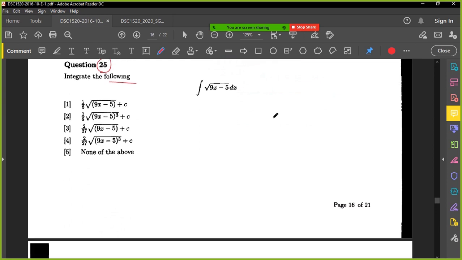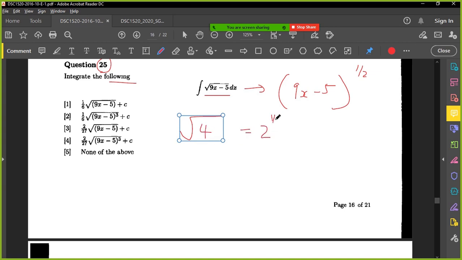Question 25, integration. When you have this, you have to change the notation though. You have to make it to the power of a half. Not minus a half, a half. It's not a denominator. When you have a root, root 4 would be 2, so it is 4 to the half. Does that make sense?